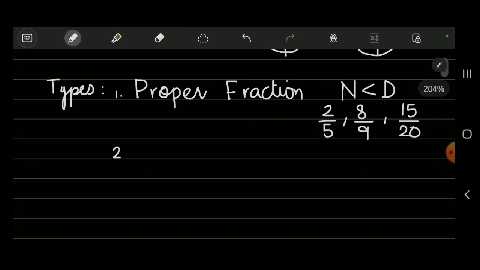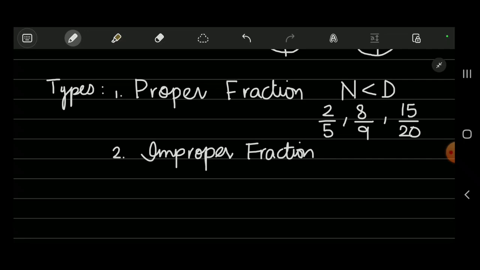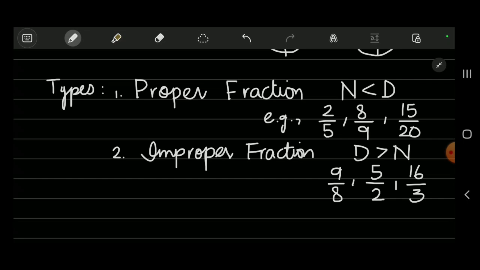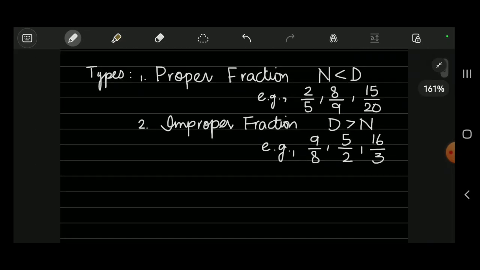Now we have a second type of fraction, that is called improper fraction. And that is when your numerator is greater than your denominator. That means 9 over 8, 5 over 2, 16 over 3. These all are examples of improper fractions.